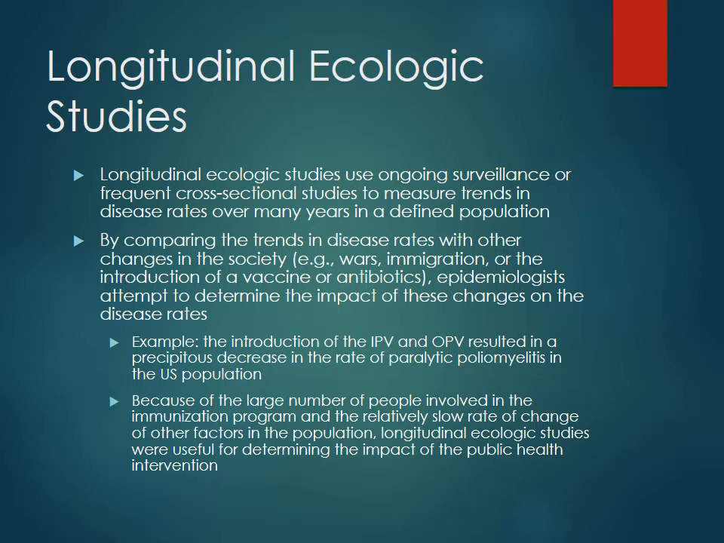An example of this would be the introduction of the IPV and the OPV, the inactivated poliovirus and the oral poliovirus, which resulted in a precipitous decrease in the rate of poliomyelitis in the U.S. population. But we would end up seeing large numbers of people involved in the immunization program and the relatively slow rate of change of other factors in the population. Longitudinal studies can help us to determine the impact over a long period of time, to see those changes in relation to those impacts we're instituting.